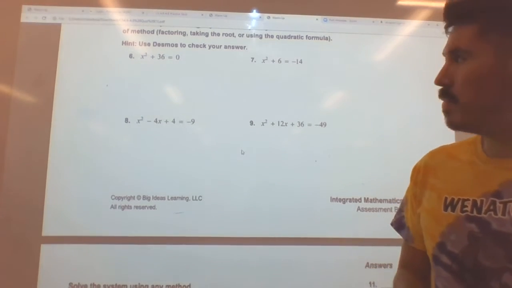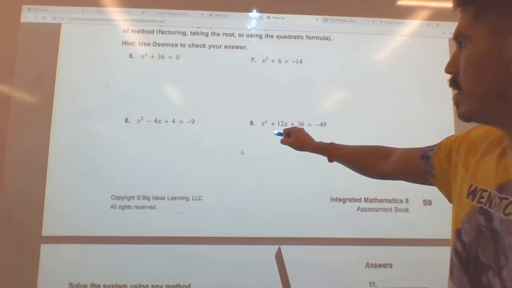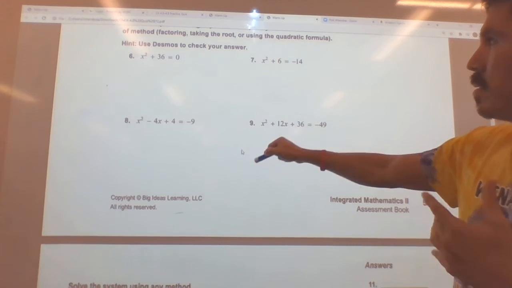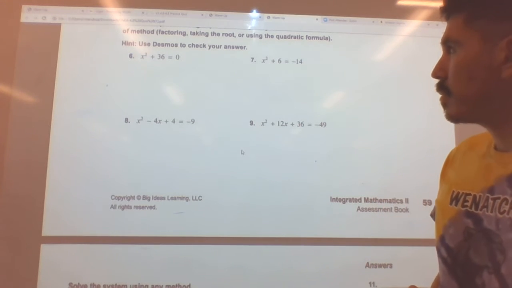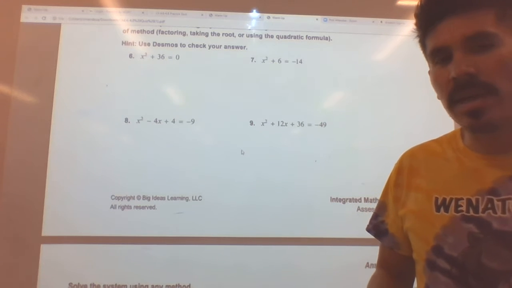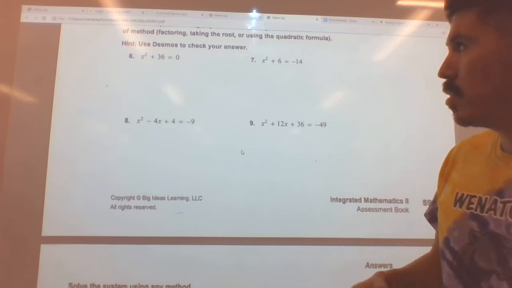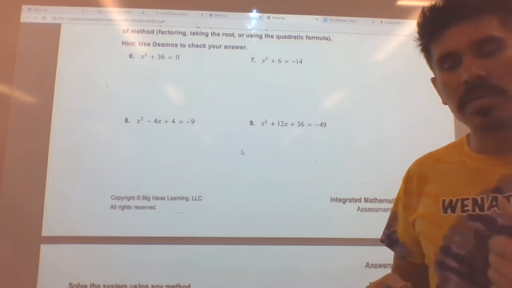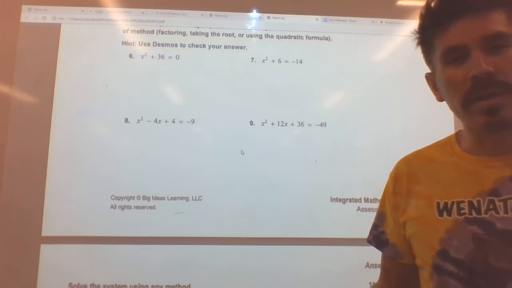All right, we're going to go over part 2 of this video. 6 through 9 is talking about solving. Really what we're doing here is trying to find the x values, in terms of whether the parabola crosses the x-axis or not: one solution, two solutions, or no real solutions. So we have taking the root, we have factoring, and we have completing the square.